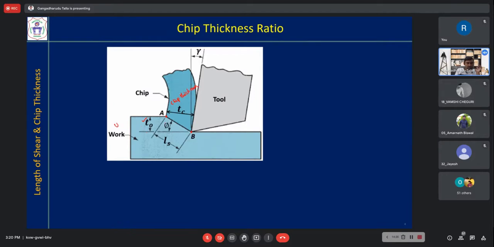T0 is the uncut chip thickness. LS is the length of the shear plane. Gamma is the rake angle; the tool face is anyhow a rectangle in this case. So tool, chip and workpiece are like this, and phi is the shear angle.